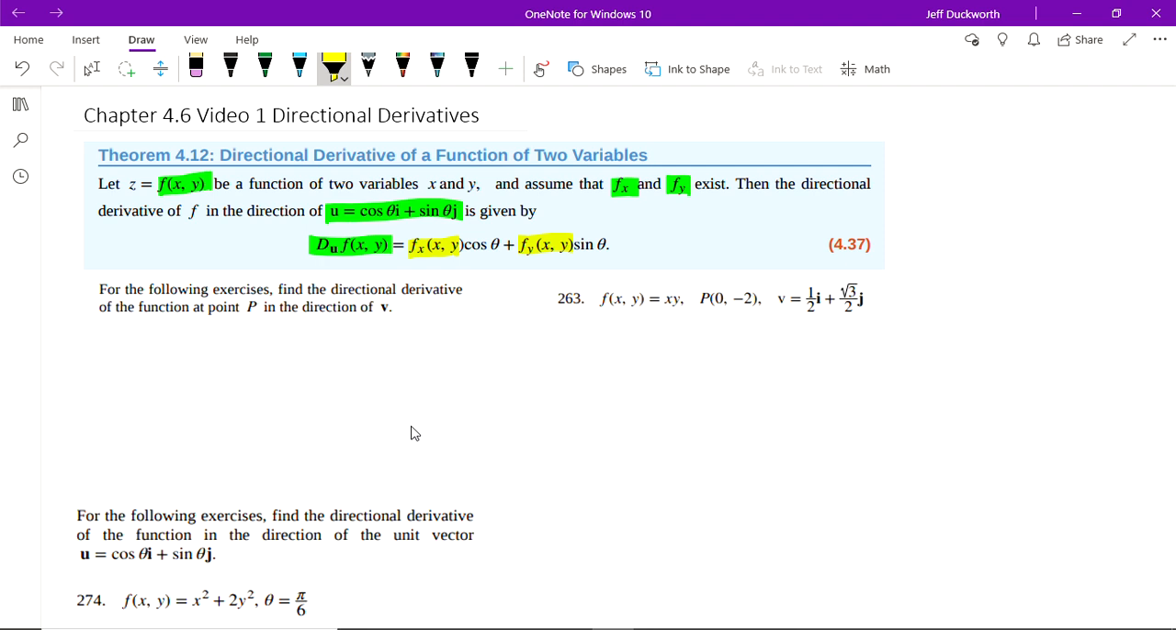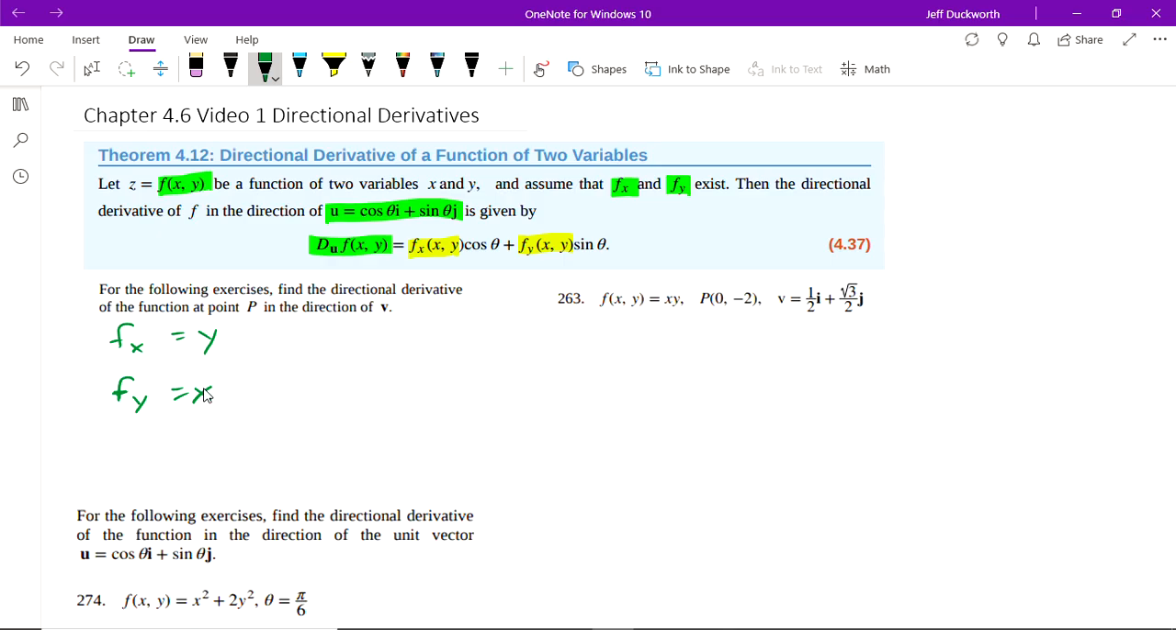All right, so let's see if we can figure out problem number 263 first. Our f of xy is going to be x times y, so we can find the partials pretty easily. The derivative of f with respect to x is just y, because the derivative of x is 1, and y would be a constant in this form. Similarly, the derivative of the function with respect to y is equal to x. So we have those, and we'll need those.